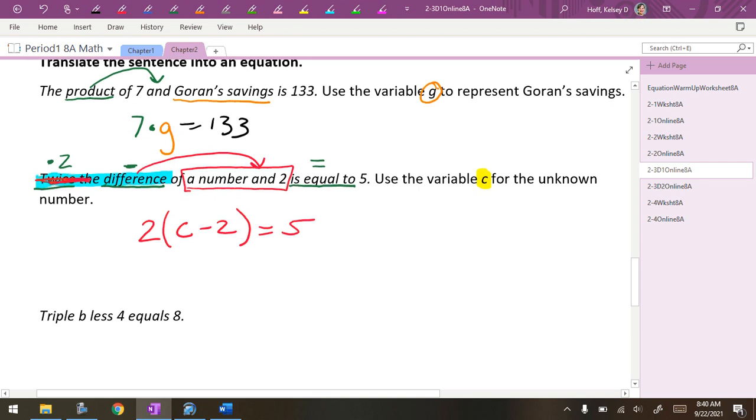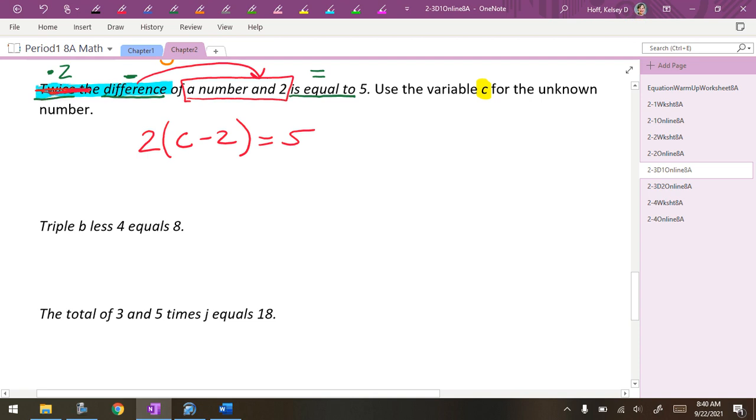All right, let's look at the next one. Triple B less 4 equals 8. Use Y. Oh, sorry, never mind. It tells us what to use. It tells us to use B. I'm going to call on Bryce in just a minute, but I'm going to give everybody a second to think. I know he's already got this one.